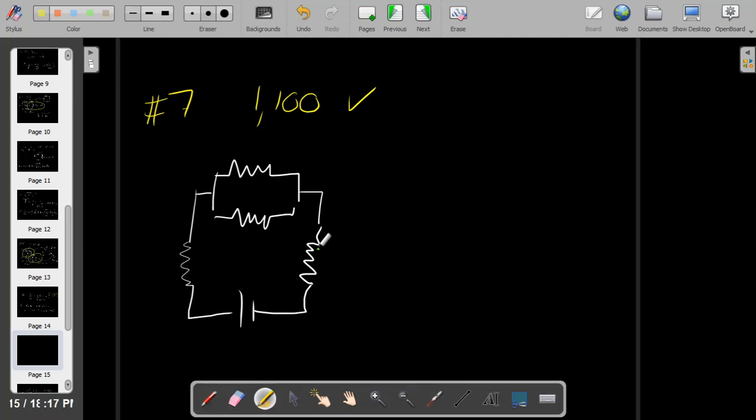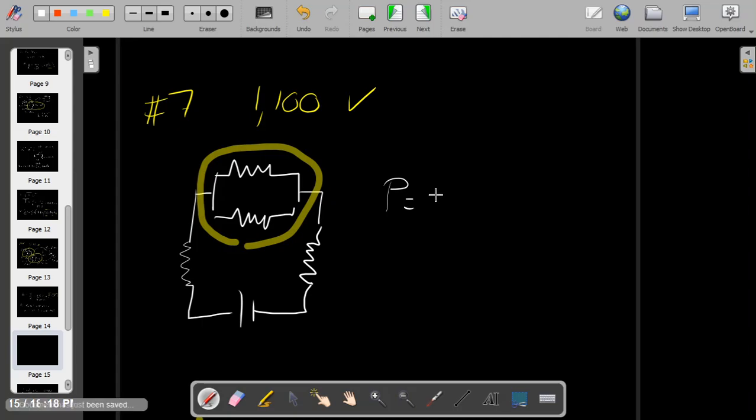I hope you all have noticed that this area right here, you're going to have to solve first. You're going to have to solve this to simplify this circuit. Because if you want to calculate the power, the formula for the power, power equals your current times your voltage. We don't have this. We need to find our current.